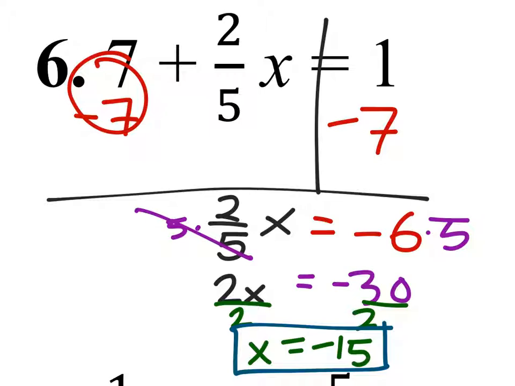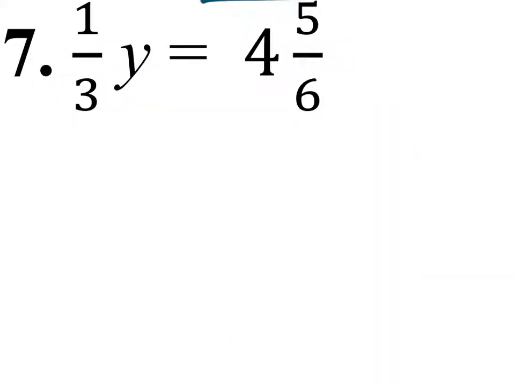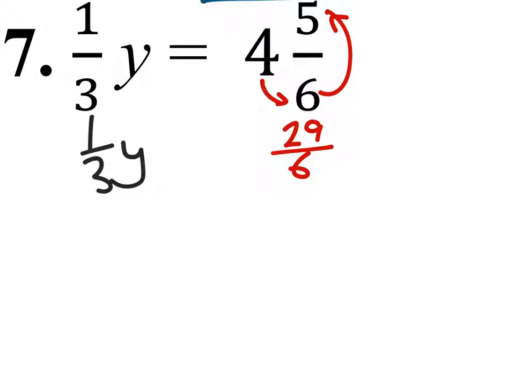All right, I got that 4 and 5/6. No mixed numbers, we'll change this into an improper fraction. So 4 times 6 plus 5 gives us 29 of these sixths. And I still have this third of a y equals that. So again, the idea is to get one y, not a third of a y. So I just need to get rid of that 3 denominator. I'll multiply by 3, or 3 over 1, and those cancel. So I do have one y.